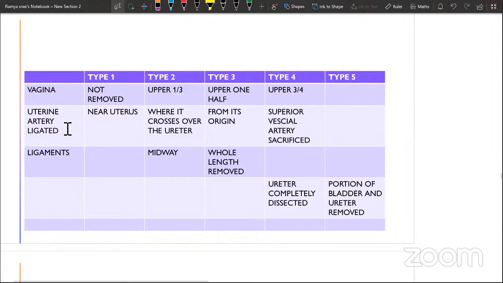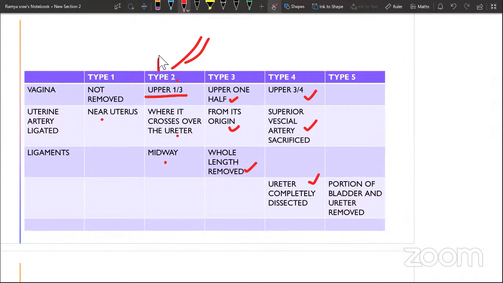Vagina is not removed and the uterine artery is ligated near the uterus. Type 2, upper 1/3 of the vagina you will remove. The uterine artery is ligated where it crosses over the ureter, and ligaments are also removed midway. Type 3, upper half of the vagina you will remove. The uterine artery from its origin, and the whole length of the ligaments is removed. Type 4, upper 3/4 of the vagina, superior vesical artery is also removed. Type 5 may even remove bladder and ureter.